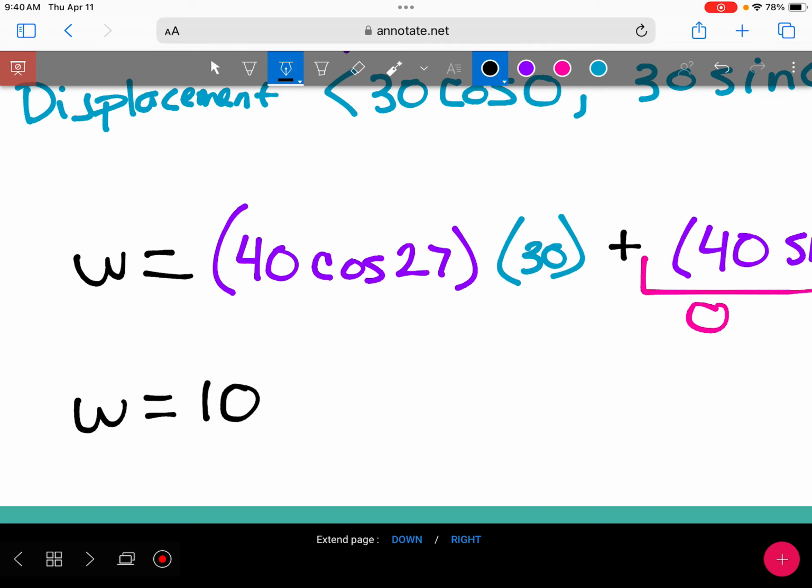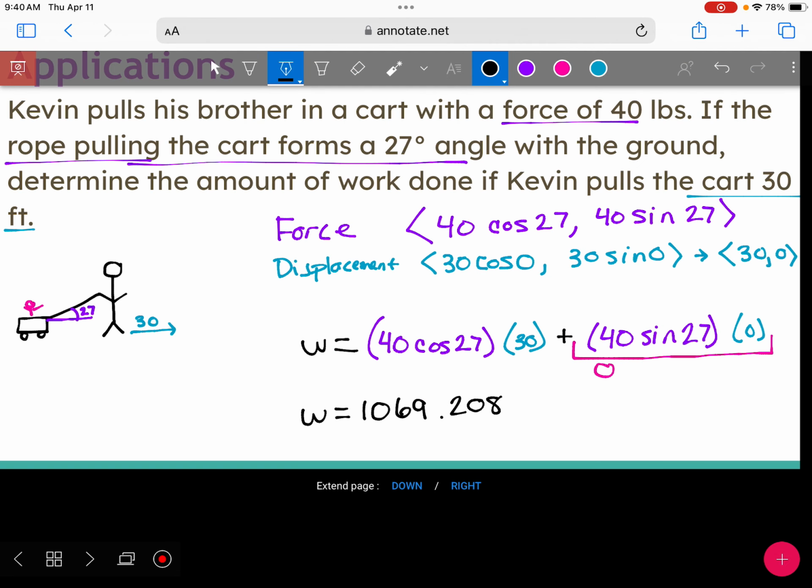1069 point, it doesn't say right around, so I'll just go 208. And we grab our units. I see feet, I see pounds, so it's foot pounds.